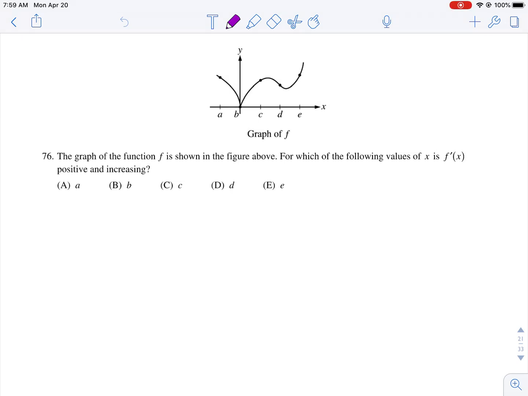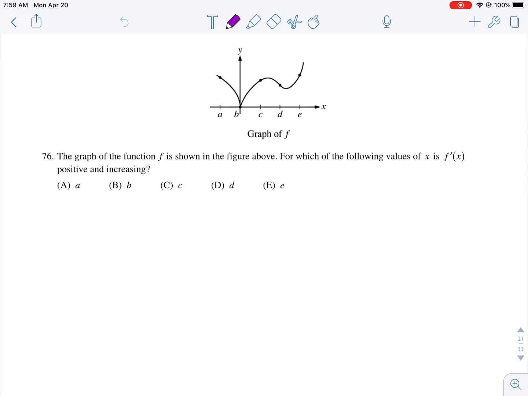Hello again. 2012 multiple choice questions. Calculator questions. 76. The graph of the function f is shown in the figure above. For which of the following values of x is f prime positive and increasing?